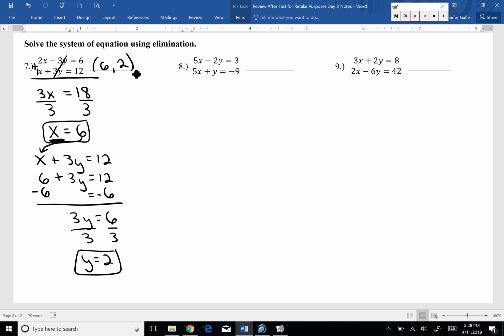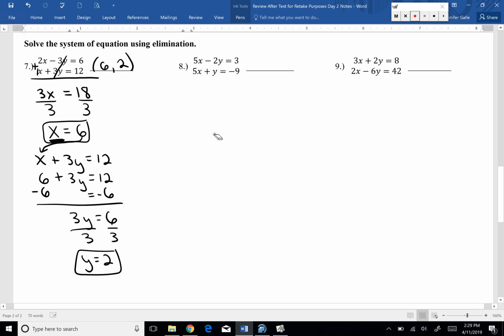All right, so now if we look at number 8, number 8 can be a little deceiving. I have a 5x and a 5x. So right away, when I give this kind of question, I have people like, oh, great. They're the same. I'm going to add, and I get to cross those out. And what do I get if I add 5 plus 5? 10. I get 10. I don't get 0.